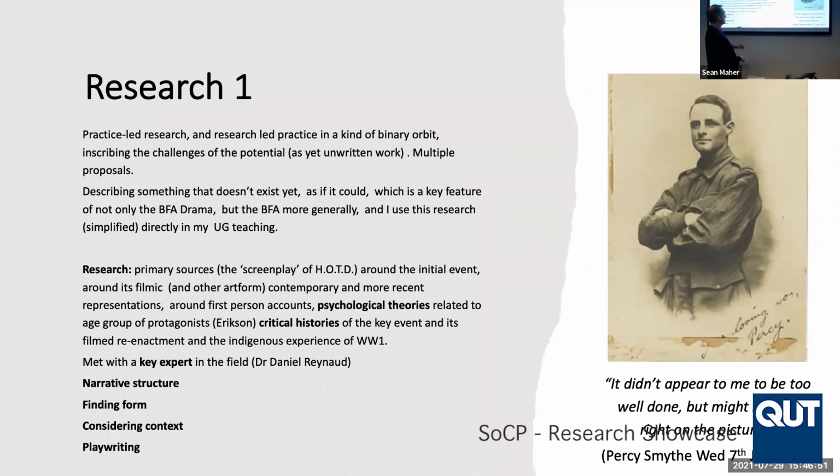I'm also looking at psychological theories related to the protagonists of the work. They're young men. Erik Erikson says that at that stage, you're looking at identity and role confusion. If nations are being born in this space, does this mean we're forever adolescents? You know, we teach adolescents, and who would want to stay in that stage? I look at critical histories of the key event, both the Peter FitzSimons book that I read at the airport, but also work by Henry Reynolds and others, which describe both ends of the debate. And I also look at the Indigenous experience of World War I.